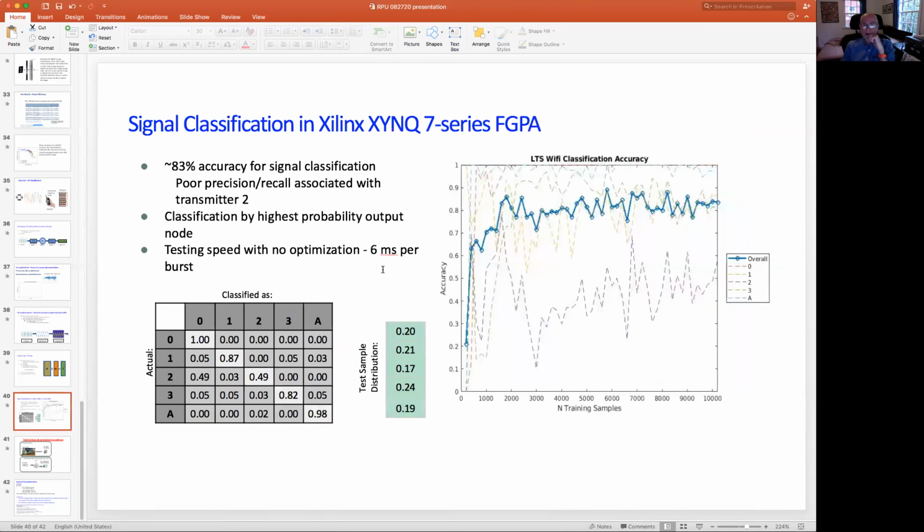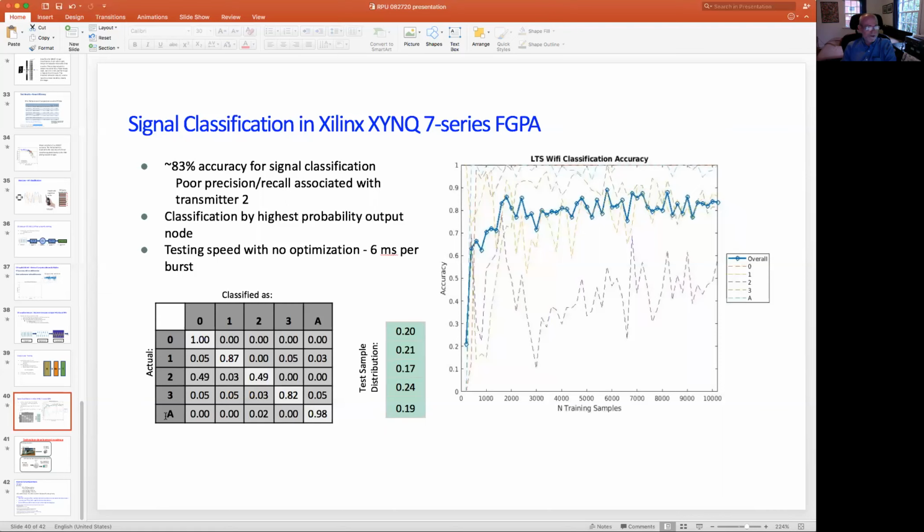So in the end, these 4 or 5 different transmitters have very different classification accuracies. Actually, transmitter 0, with no noise, we can accurately identify 100% of the time. Similarly, transmitter A, we can identify about 98% of the time. But we have difficulties with transmitters 1, 2, and 3.